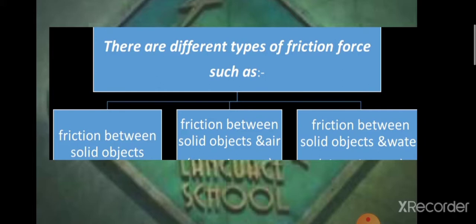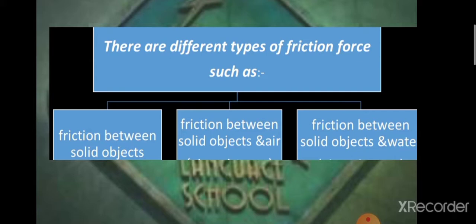The third type of the friction force is between a solid object or a solid body and the water. So it's a solid object that moves in or touches the water. Like what? Like a fish that swims in the water, or like the boat. So when I'm having a friction between a solid body and the water, we call this water resistance.